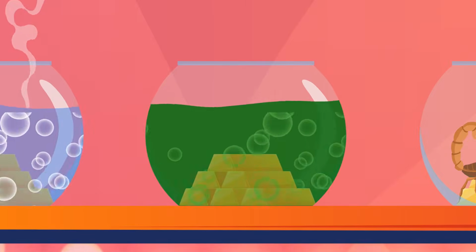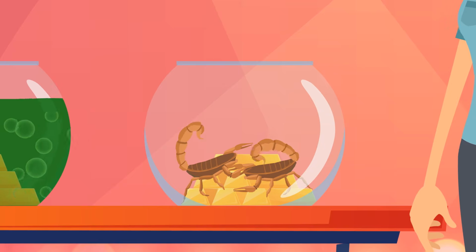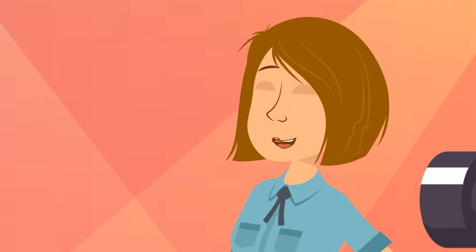The second is filled with flesh-burning acid. And the last bowl has a couple of venomous scorpions walking around. Which bowl should she choose?